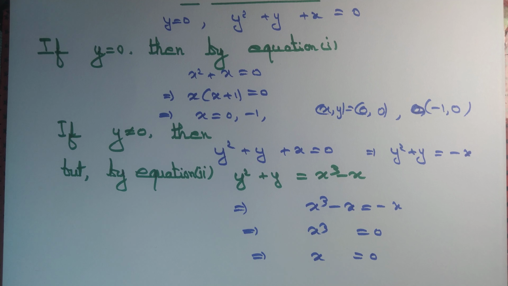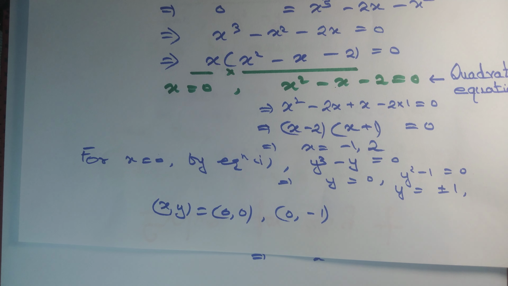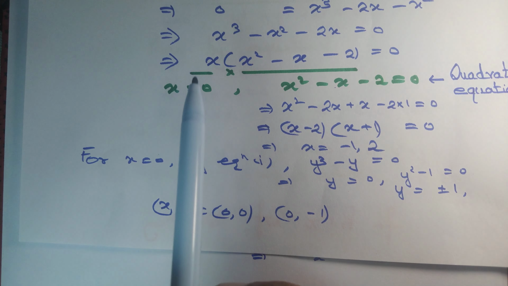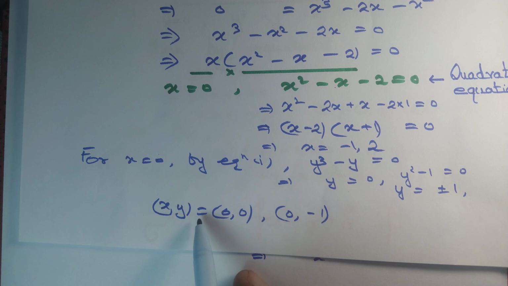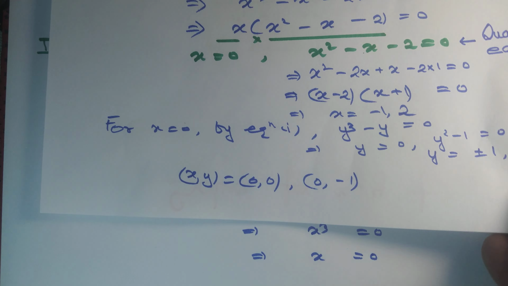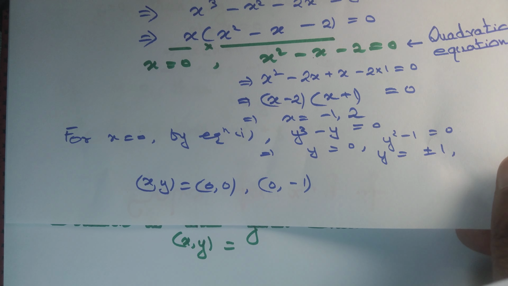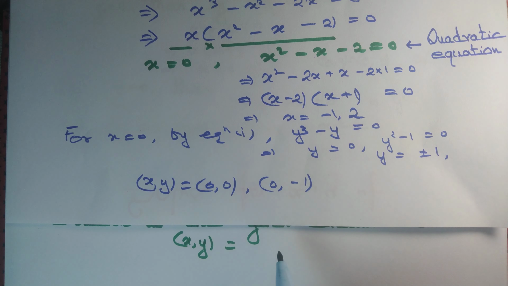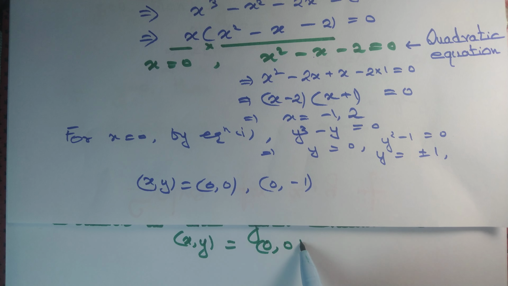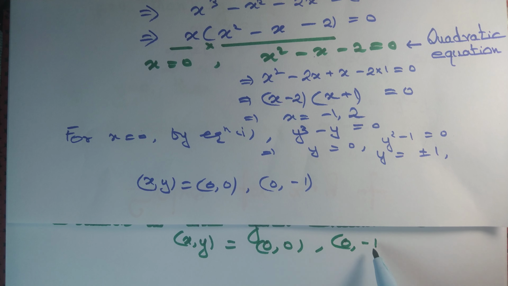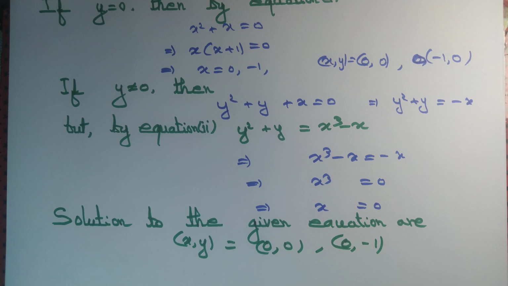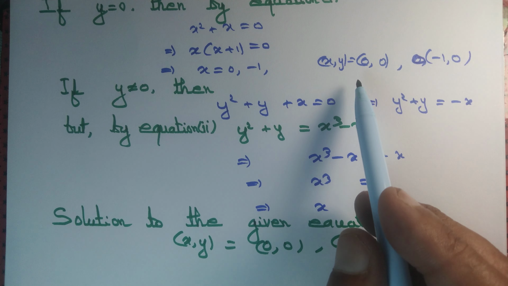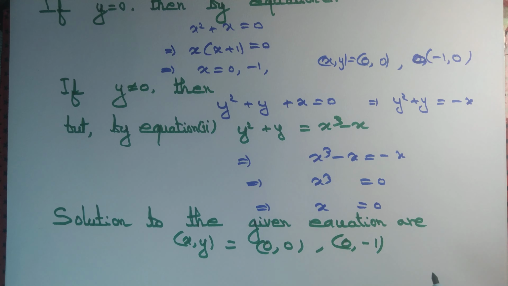And when x equal to 0, it follows by case 1 that x comma y equal to 0 comma 0 and 0 comma minus 1. So our final solution is: in case 1 we got x comma y equal to 0 comma 0 and 0 comma minus 1, and in case 2 we have obtained x comma y equal to 0 comma 0 once again and minus 1 comma 0. So those three pairs are the only solutions of the given equations.